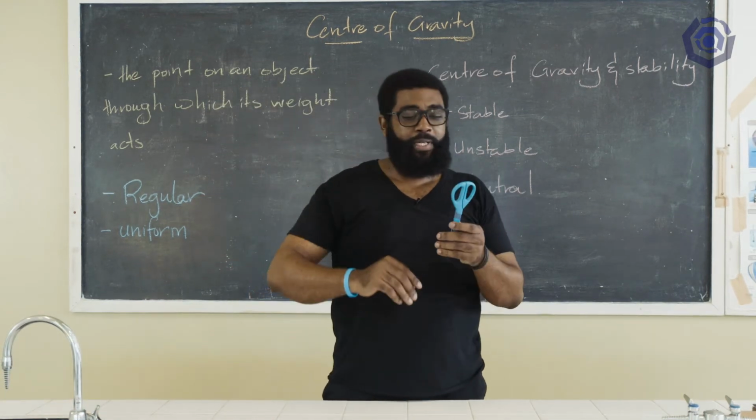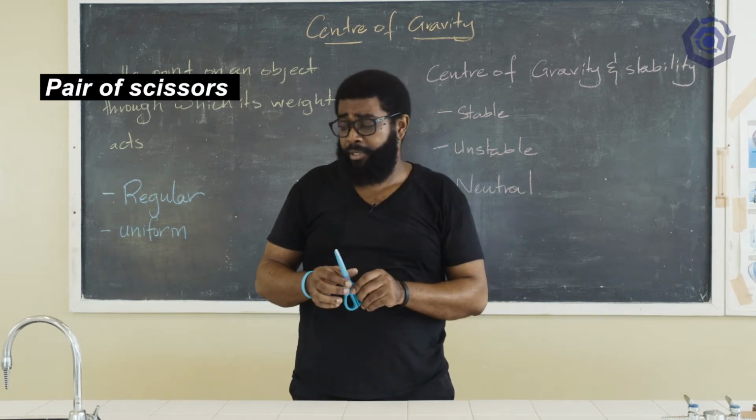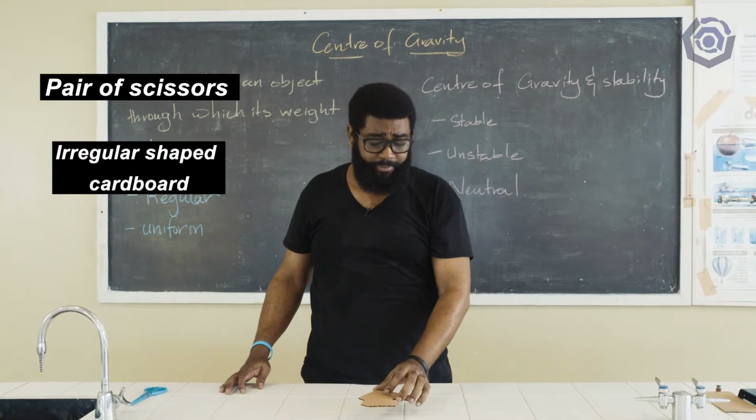Now, what do we need? Well, I needed a scissors to make my lamina, and of course, I needed a piece of fairly sturdy cardboard.